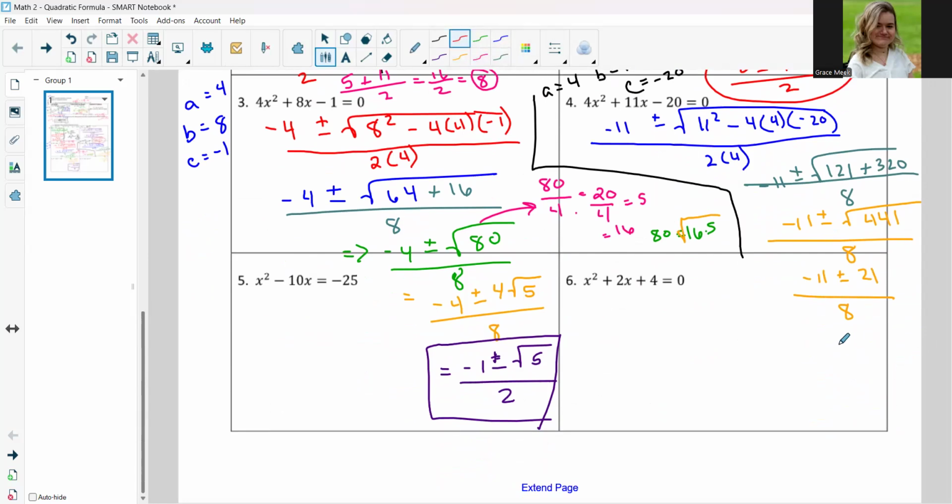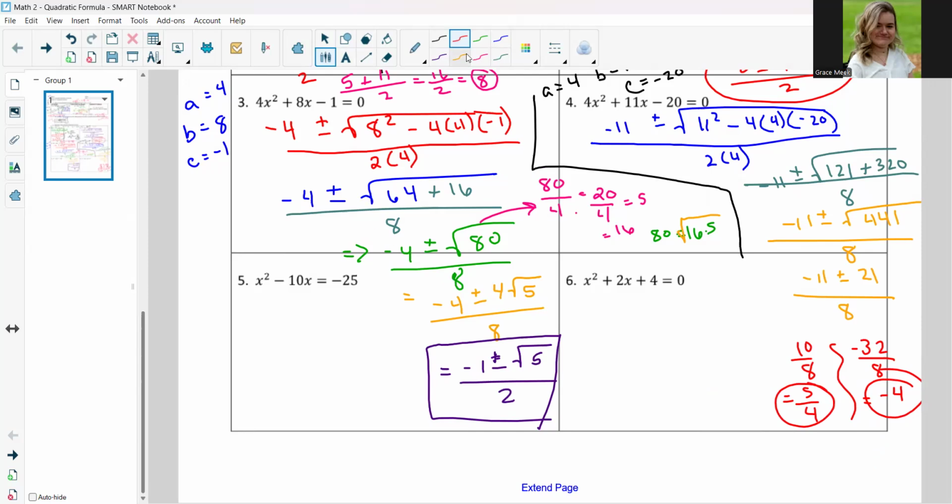So then you guys are going to do -11 plus 21. So -11 plus 21 would be 10 over 8. And then if I simplify that, that would be 5 over 4. And then if I had -11 minus 21, that should be -32, divided by 8, which is -4. So your two answers for number 4 would be 5/4 and -4.